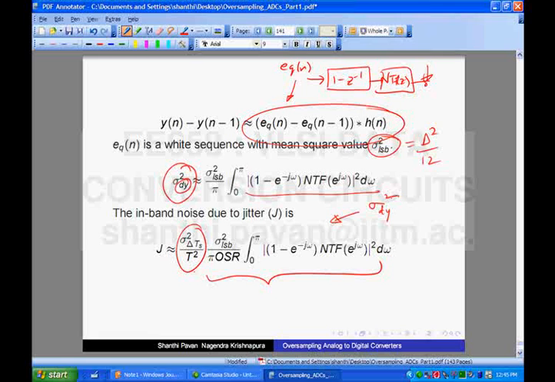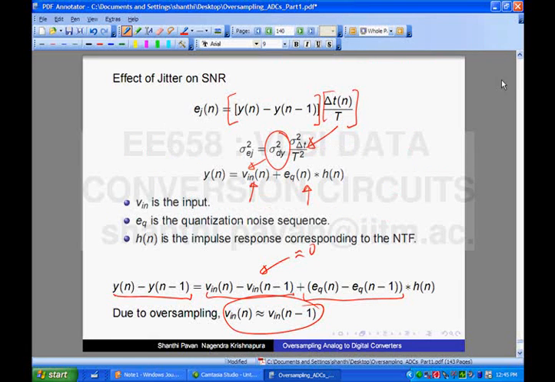How can we say it's uniform here? We just multiplied by 1 upon OSR to calculate in-band noise. Correct. But we don't know the shape of noise. No. See, please note that this is white. What do I say? The jitter is white.